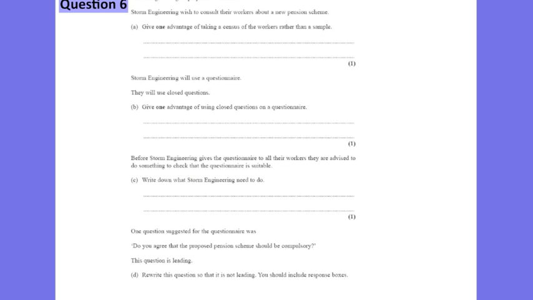Question number 6. Storm Engineering employs 200 workers. Storm Engineering wishes to consult their workers about a new pension scheme. Give 1 advantage of taking a census, asking everyone rather than a sample. If we take a census, it will be unbiased. Why? Because all views are represented. Every single person's views will be represented.